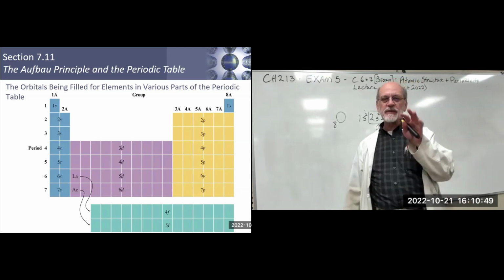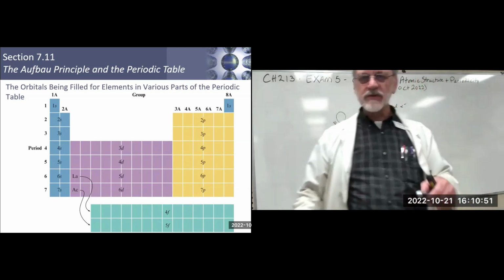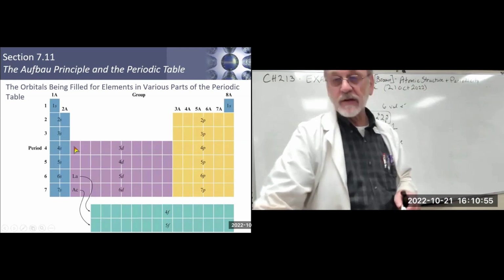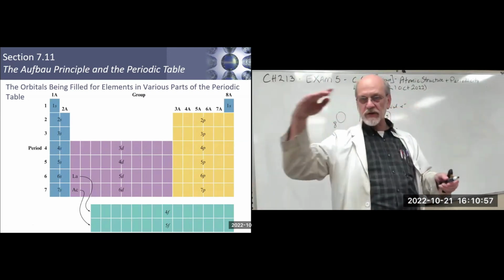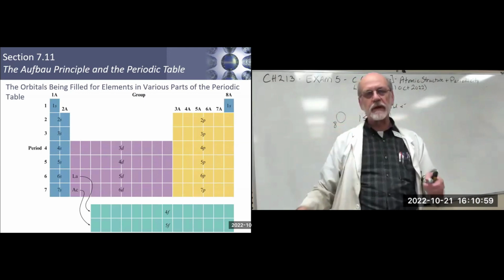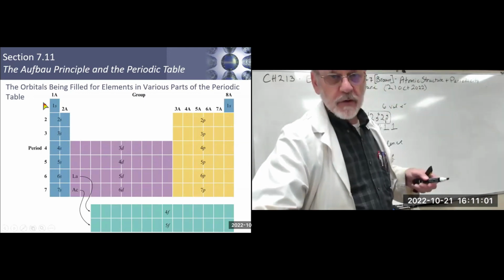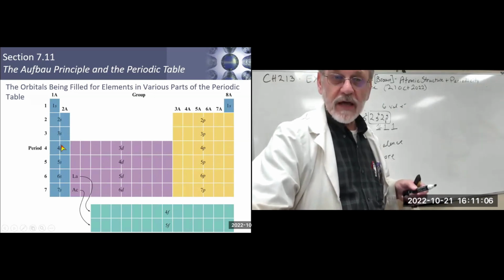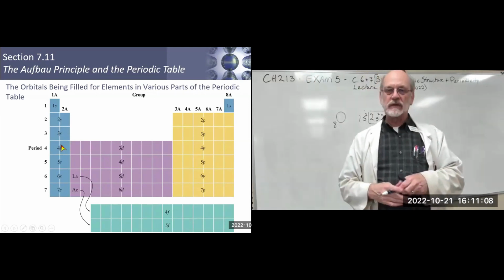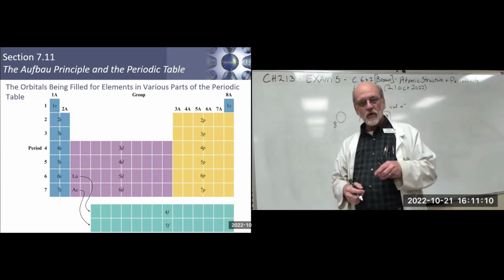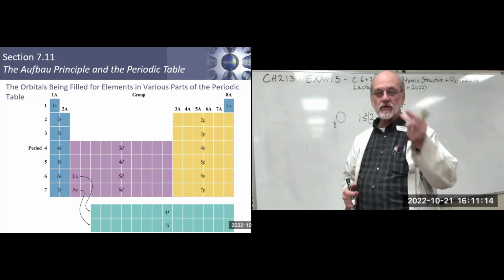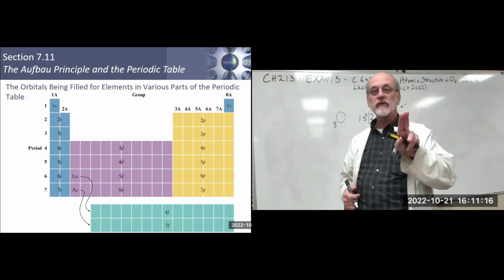And here was what I was explaining earlier. The periodic table is arranged so that we can tell which orbitals are being filled as we move through a period and then circle back and start over again. If you're in these first 2 groups, the alkali metals or the alkaline earths, only s orbitals are being filled. So the first group, you've only got 1 electron in that s orbital. Second group, you've got 2 electrons. The s orbital is filled.